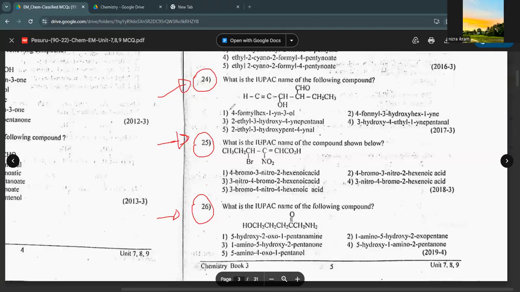Okay, we'll start with the 24th one. What is the IUPAC name of the following compound? So we can see here there's an aldehyde group. So that is the main functional group. Therefore you have to take the chain including that group and the triple bond. Then you have to number the carbon chain so that the main functional group gets the lowest number. So we start numbering from here. 1, 2, 3, 4, 5, 6. Then you can see the third carbon has the aldehyde. Then the fourth carbon has OH. Now OH we call hydroxy.